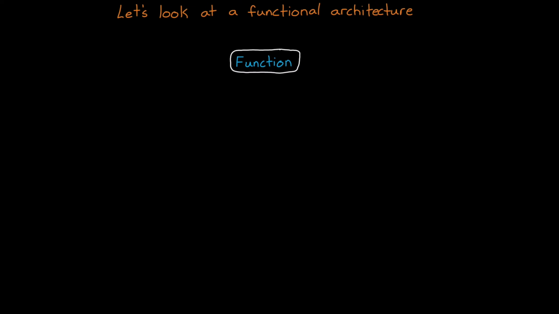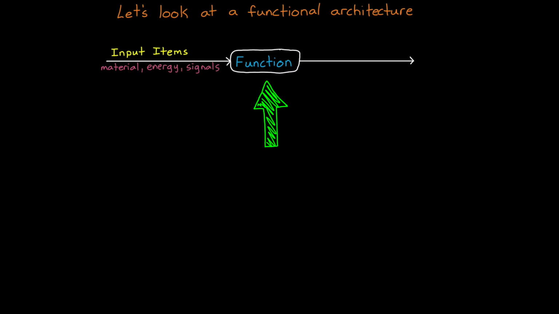A function has three parts. There's an input that flows into the function, which could be one or more items consisting of material and energy and signals. Then there's the function itself that processes the input in some way, and then there is an output that flows from the function that again consists of one or more items.